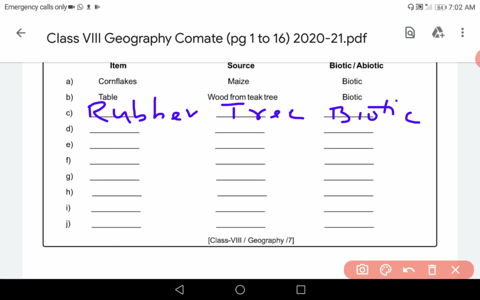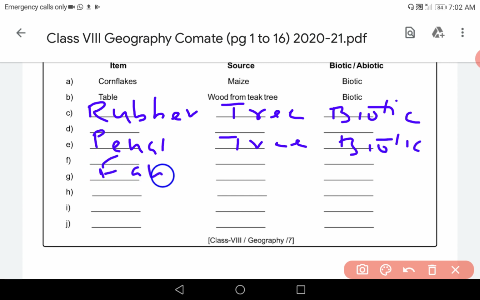Next you can take the example of pencil. Pencil, again it is from the tree only and it is biotic. Then you can take the example of fan, made up of iron, it is abiotic. So like this you have to make the list of items which you find in your surroundings and complete all the questions.